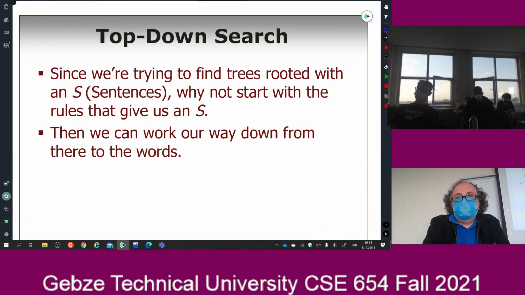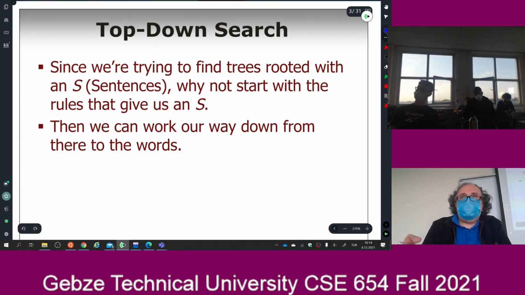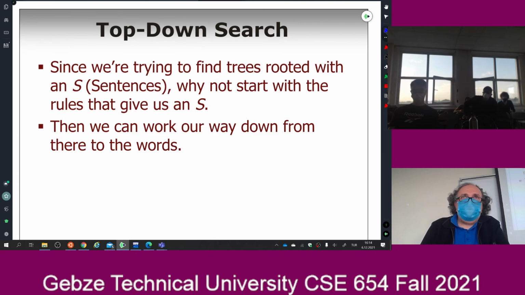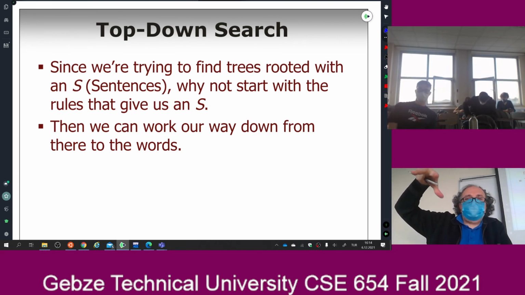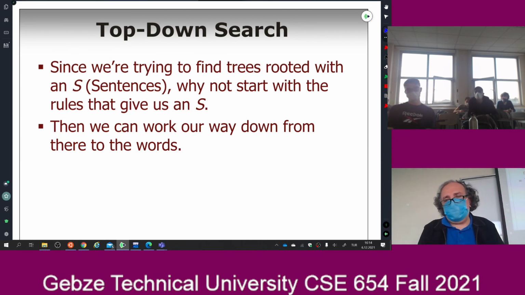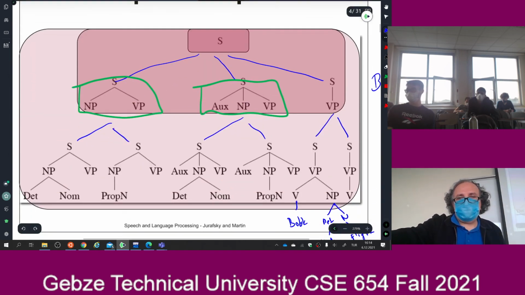Again, this is what we are going to do. We will start with an S. I have a sentence, for example, book that flight from Ankara, and I will start from the top, from the S. I will start expanding my sentence using the rules, and I'm going to see if I am matching all the words with the current tree that I have. This is called top-down search, and this is what we are going to do here.